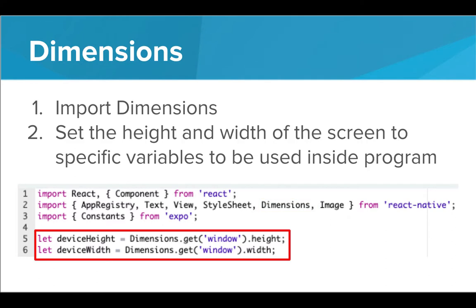Once we have dimensions imported, we can then use dimensions.get to find the values of height and width. Though we could technically use this get statement directly to size our components, it will be much easier to save these values to variables that we can use much more easily throughout our program.